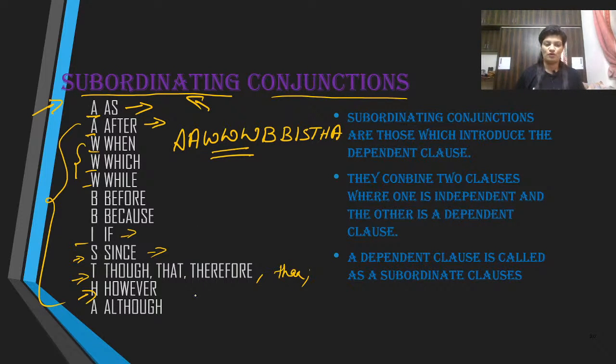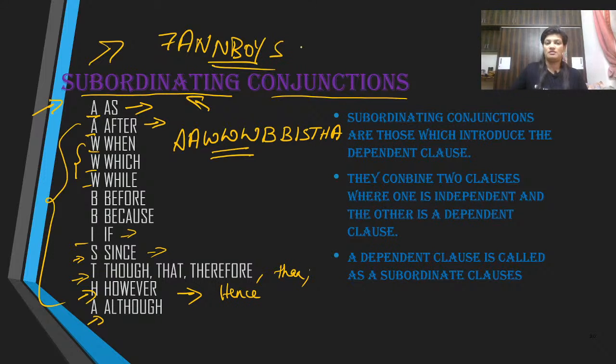And H stands for... no, this is not a conjunction. This cannot be a conjunction; it could be a pronoun or a determiner. So H as in however, and you also have hence, and A again you have although. So this is the acronym for subordinating conjunctions. As of now, like I told you, just remember the acronyms alone. For coordinating conjunctions, it is FANBOYS. For example, he didn't come to school because he had fever. So FANBOYS for coordinating conjunctions, and AWUBISTA for subordinating conjunctions.